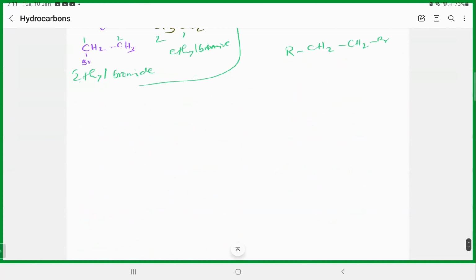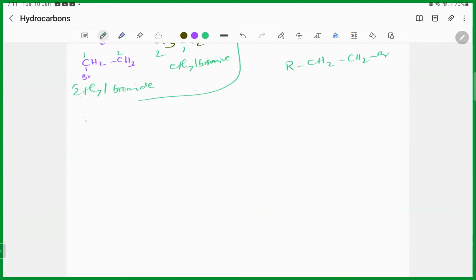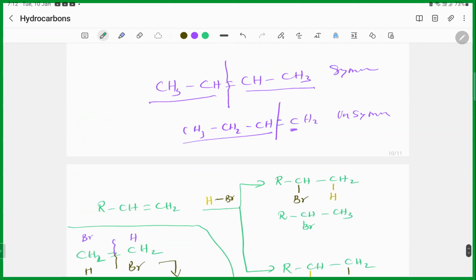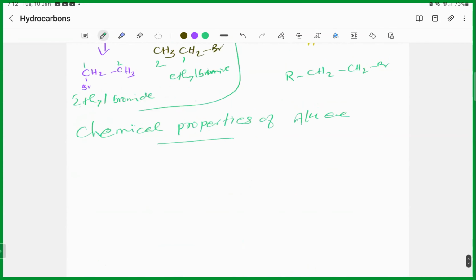So the chemical properties of alkenes. Yesterday I told you what is symmetrical and what is unsymmetrical, right? Say yes or no. Sir. So first, addition reaction.